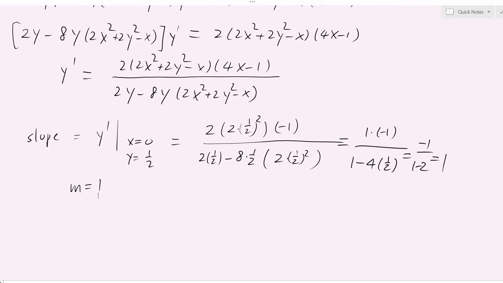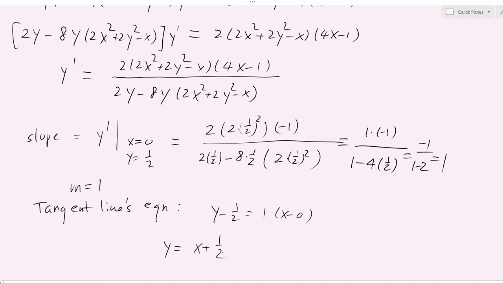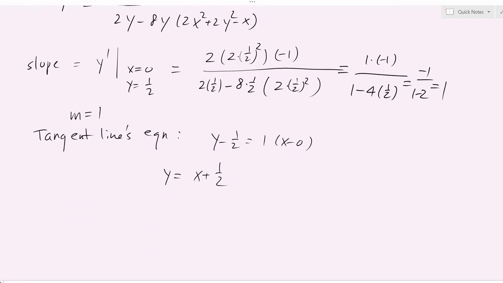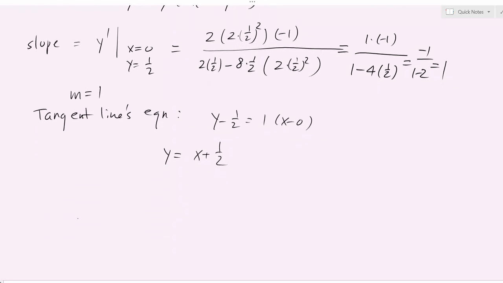In fact, even though it's not asked, we can find the tangent line's equation. The tangent line equation is going to be y minus 1/2 is equal to 1 times (x minus 0). So this is y equal to x plus 1/2. In fact, the graph of this function looks like this. That's why it's called a cardioid. It looks like this over here.